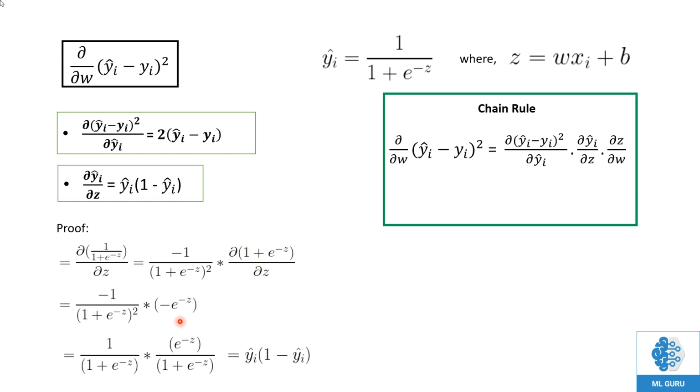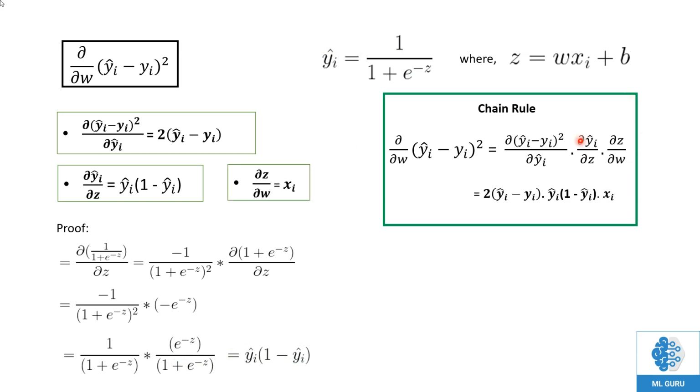Now I have rewritten it in such a way that I have taken one term from this square under this particular term. So I have written in this way. Now if you observe, this minus cancels out with this particular minus. Now if you see, this particular term is nothing but your y_i hat itself. So I have written y_i hat, and this particular term is nothing but 1 minus y_i hat. So if you subtract this particular thing from 1, you will get this thing. You can try it out yourself. So we have finally proved this thing.